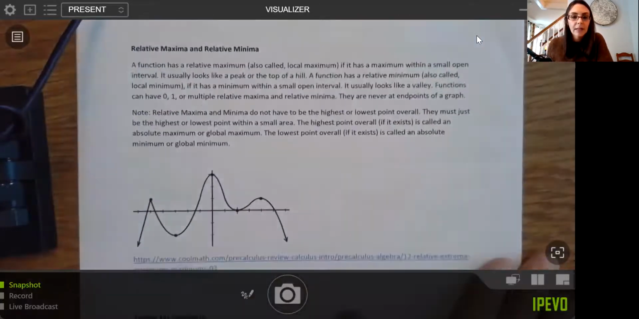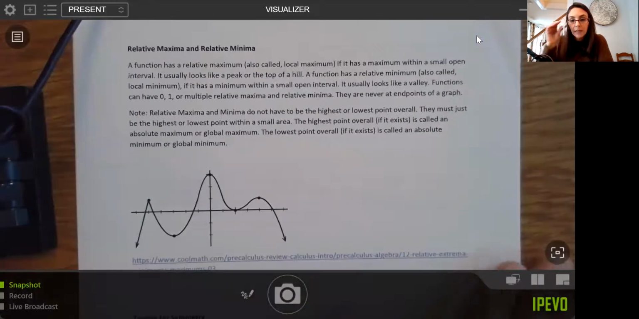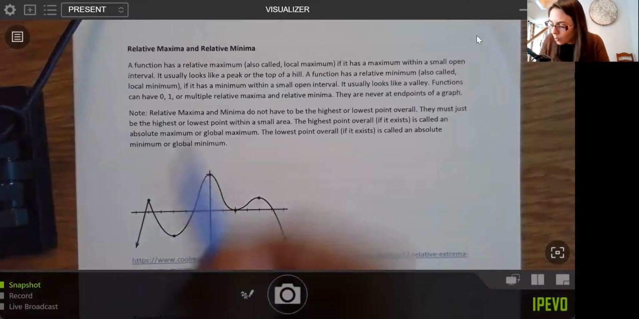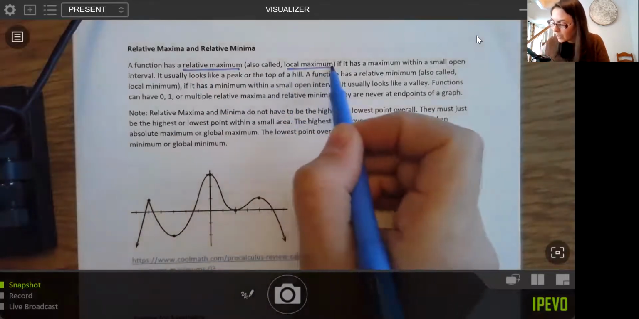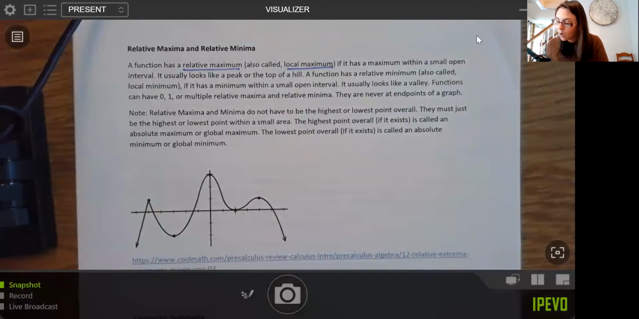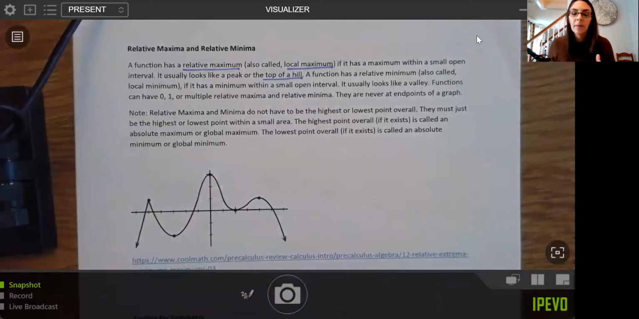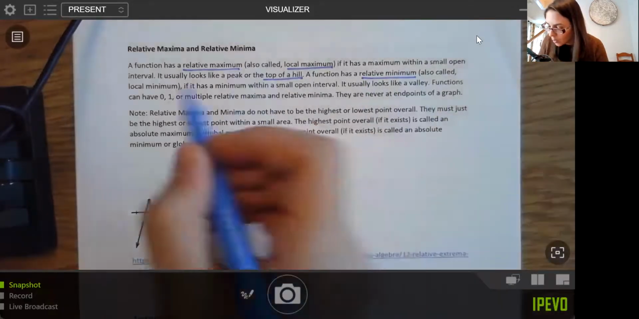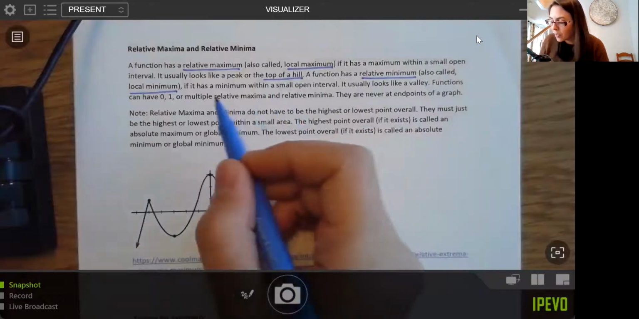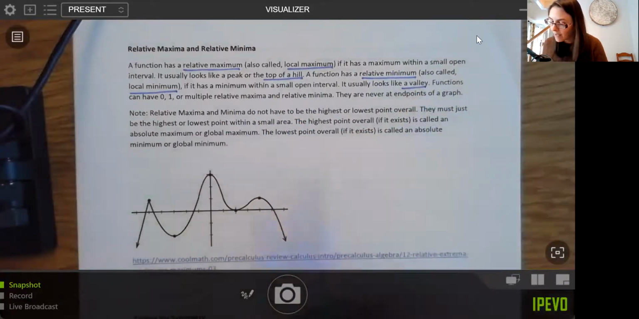Another important thing we talk about is the relative max and relative mins. So a function has a relative maximum, also called a local maximum, if you've heard that term before, if it has a maximum within a small open interval. So it usually looks like a peak or a top of a hill. A relative maximum does not have to be the overall maximum of the function. It just means in a small region, is there a maximum area? A function has a relative minimum, also called a local minimum. Again, if it has a minimum within a small area, usually we think of this as a valley.